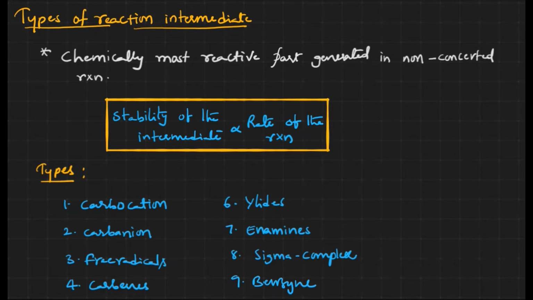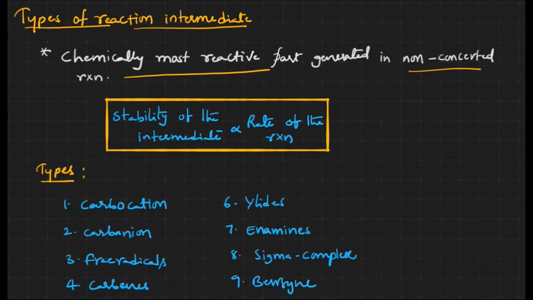Hello friends, in this video I am going to discuss types of reaction intermediates. Before we discuss the types, let us discuss what an intermediate is in chemical reactions. It is just a chemically most reactive part or unit generated in a non-concerted reaction, and that is called an intermediate. What is meant by a non-concerted reaction?